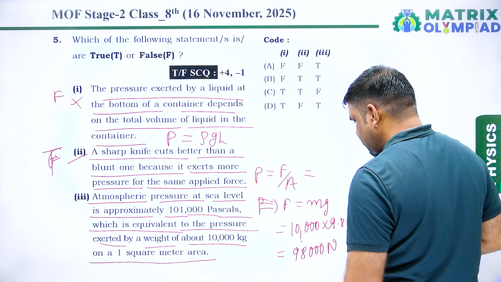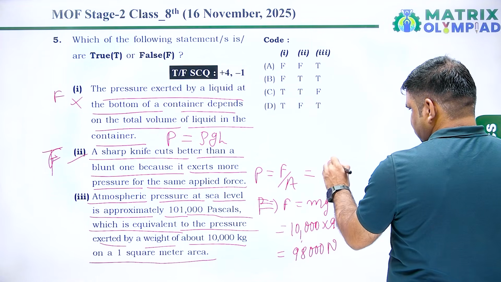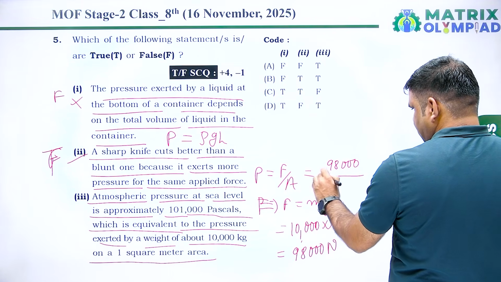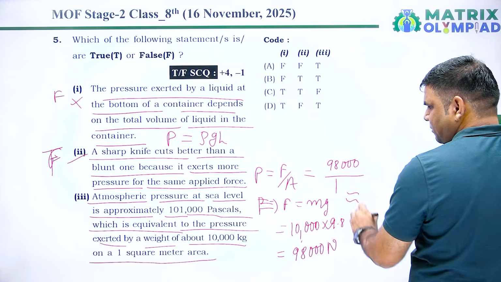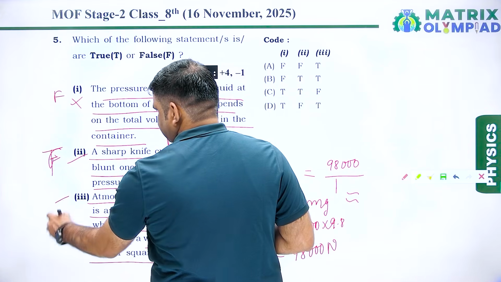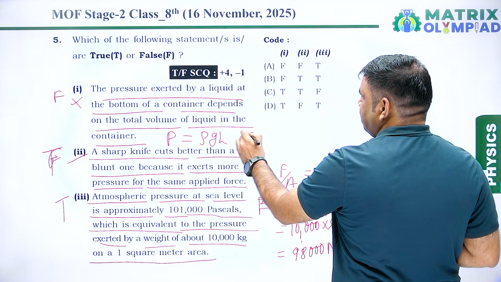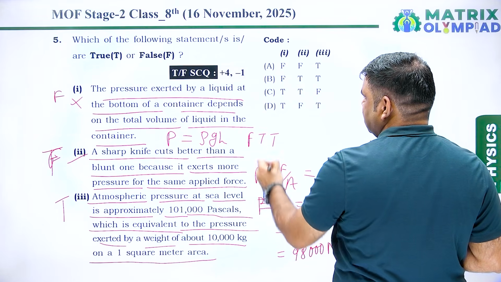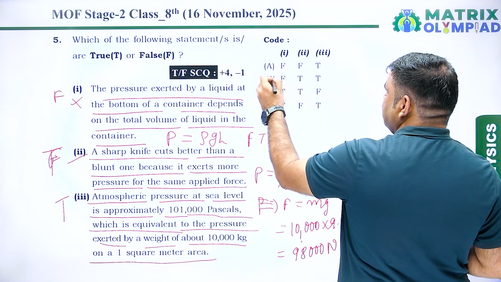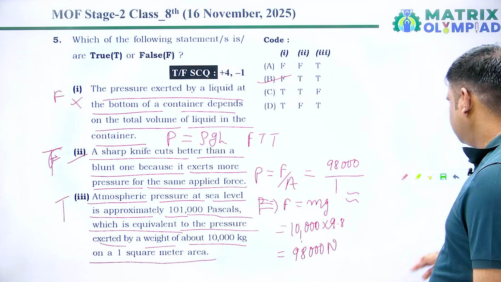So pressure will be force upon area. So 98,000 divided by 1. This is almost equal to the pressure at sea level. So the third one is also true. So we have F, the first one is false, the second one is true, and the third one is true. So our correct option will be option B for question number 5.